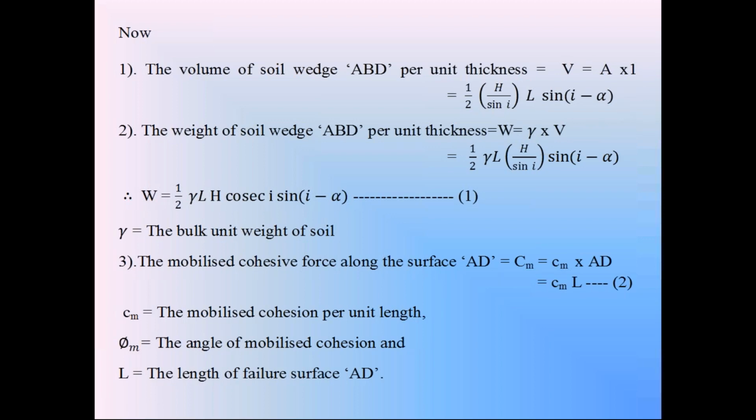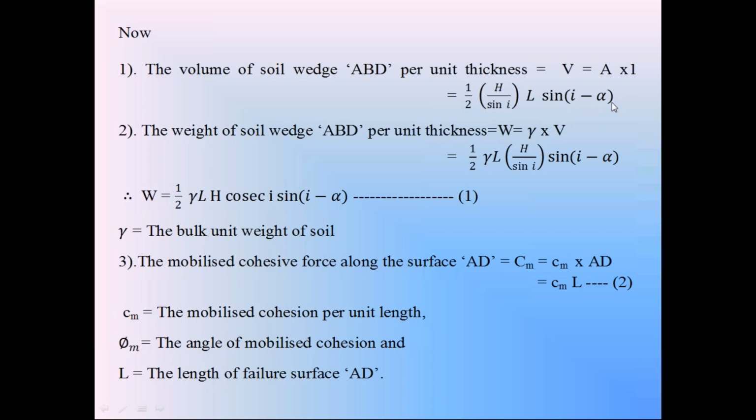And take the unit weight of the soil as gamma. Bulk unit weight is gamma. Then the weight of the soil wedge W is equal to bulk unit weight gamma into volume. What is this volume? Half into h by sine i into L into sine of i minus alpha.